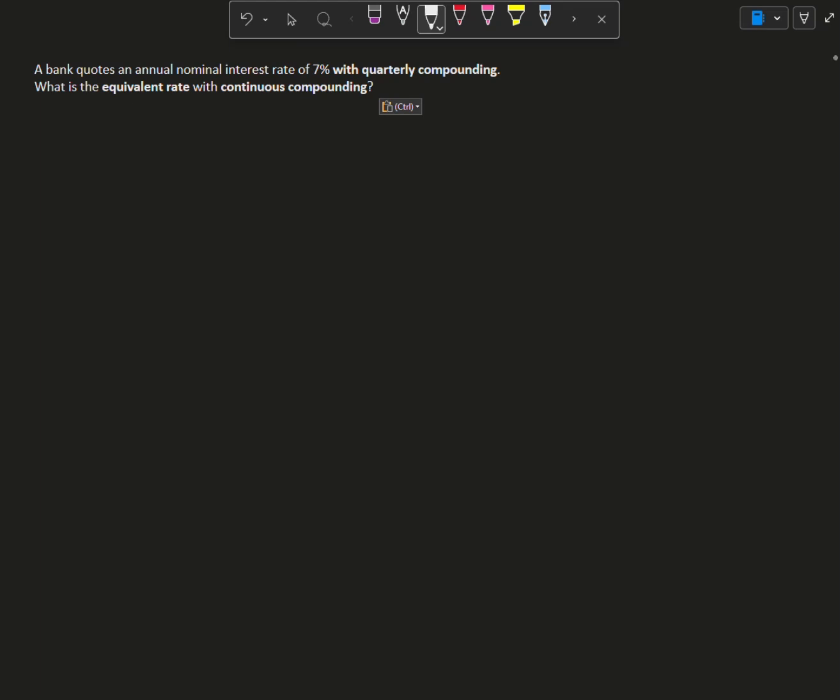So this time we are asked to solve an exercise where a bank is quoting an annual nominal interest rate of 7% with quarterly compounding. And we are asked what is the equivalent rate with continuous compounding.